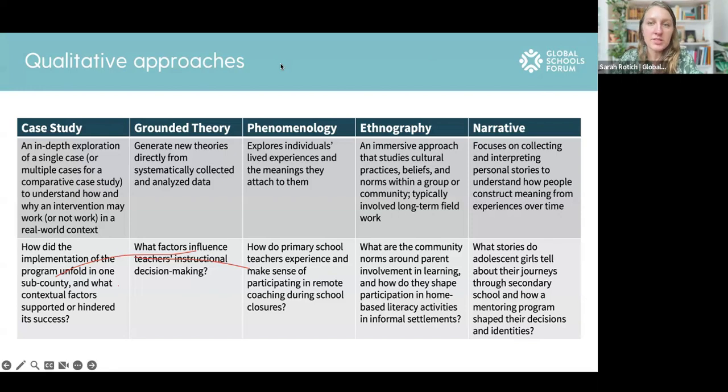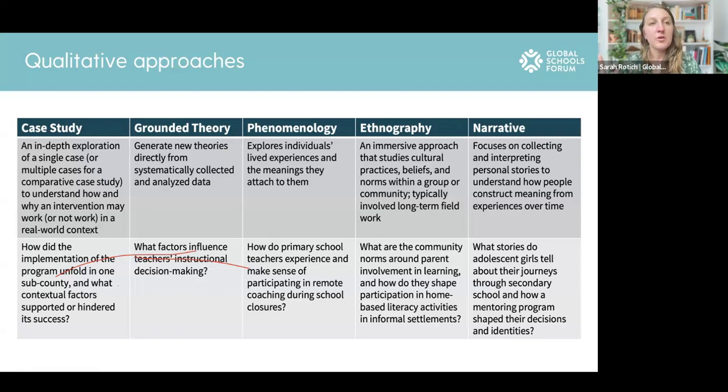Another approach within qualitative research is ethnography, which is a really immersive approach that focuses on cultural practices, beliefs, and norms. This usually involves pretty long-term field work to really get that full picture of what's going on within the community. So an example of a question that could be answered through ethnography is, what are the community norms around parent involvement in learning? And how do these norms shape participation in home-based literacy activities in a particular context?